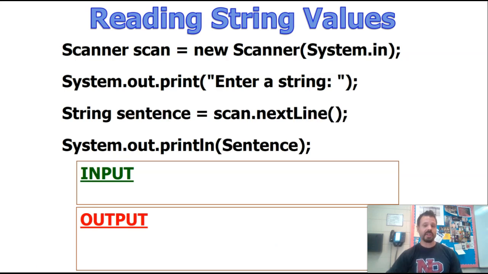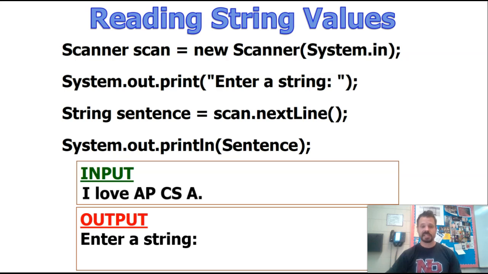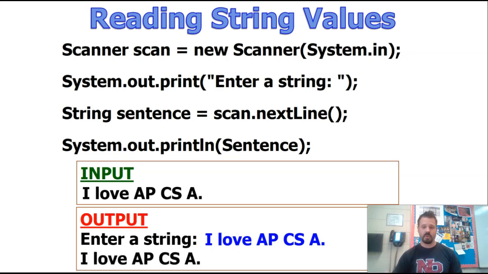If I want to get an entire line of input at the same time, I'm going to use the dot next line instead of just the dot next. So again, I have my scanner called scan. I'm going to prompt the user, enter a string, and this time we'll say string sentence equals scan.nextLine. Now when my prompt statement runs, same thing, enter a string. I'm going to plug in I love APCSA to my input box. When I hit enter, it's going to print the entire thing once again. And now when I go system.out.println sentence, since I used next line, it's going to grab the entire line of string, and it's going to print that whole thing out.